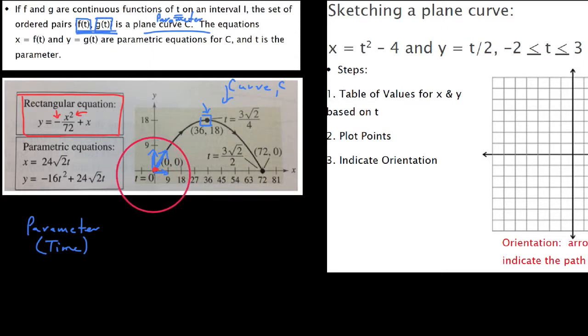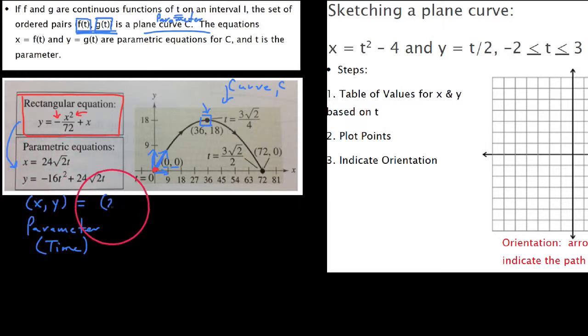We say at time 0, it would have been at this point right here. What we're going to do is take this rectangular equation and describe it by saying any point on this curve. This is right 0, 0, right? What we're really saying is any point x, y on the curve is going to follow this pattern.